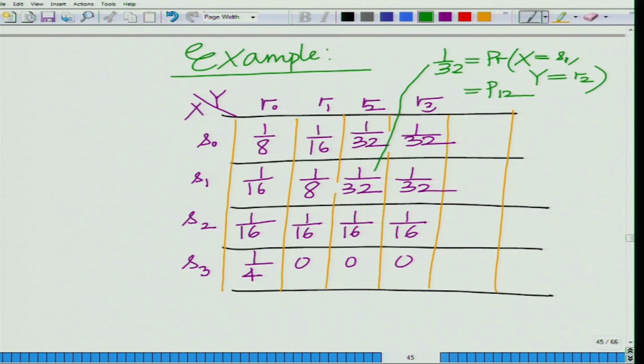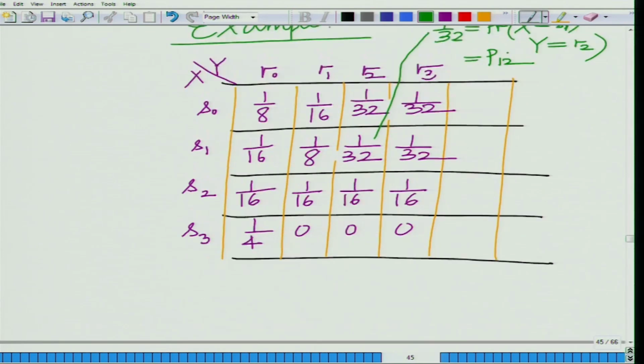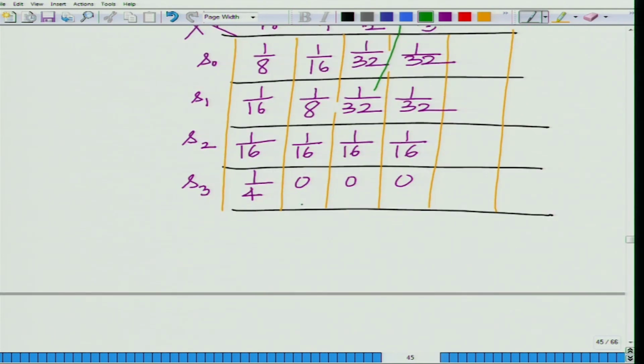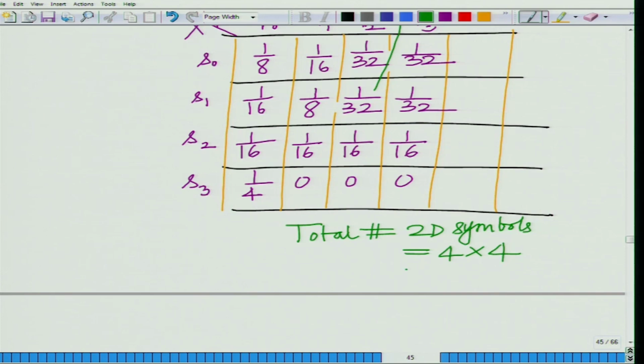And now the total number of 2D symbols, of course, you can see, because each has 4 symbols, S0, S1, S2, S3 and R0, R1, R2, R3. Total number of 2D symbols is 4 into 4 equal to 16. Taking all the possible combinations of the symbols for x and symbols for y, you have total possible 2D symbols, Si comma Rj.